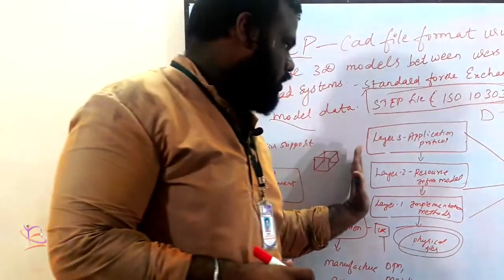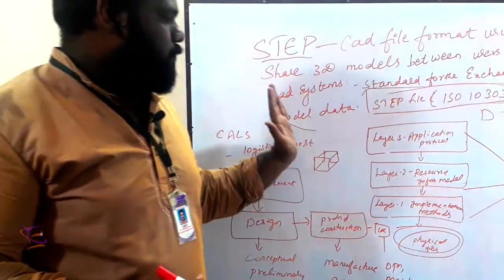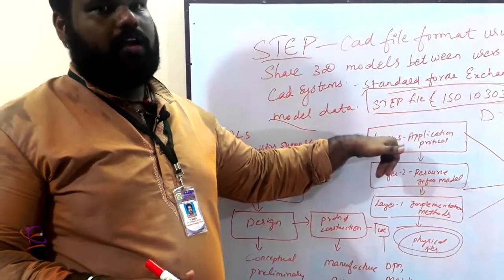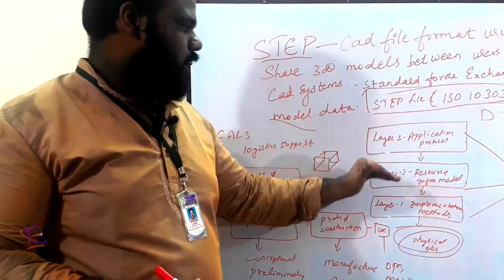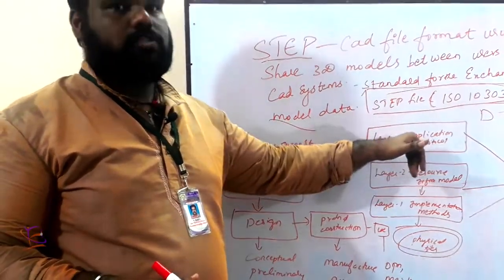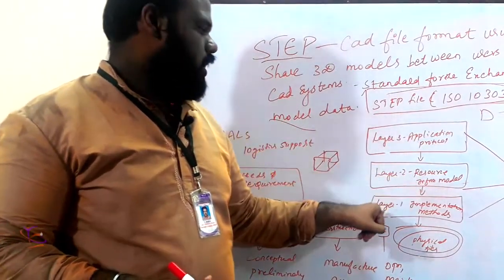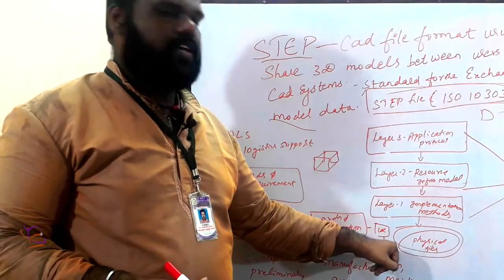Now we have a small block diagram about this. STEP has layers: layer 3, layer 2, layer 1. Layer 3 is application protocol. Layer 2 is resource information model. Layer 1 is implementation methods. And finally, we have physical files.